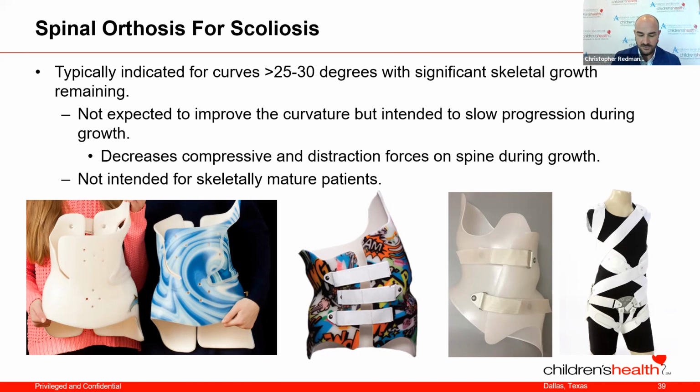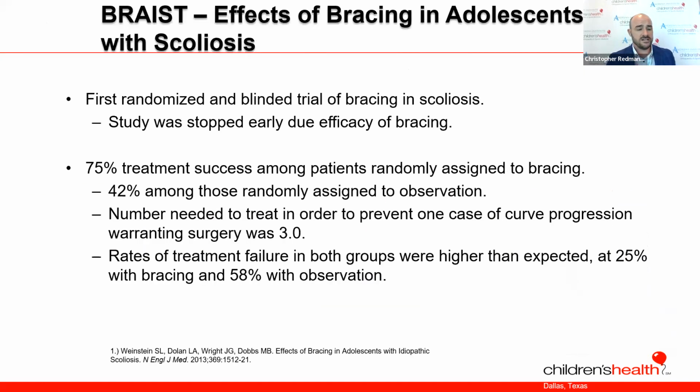Another form of bracing would be a non-rigid form of bracing called a spine cord brace, and that's the bottom right corner here. Now, there are other forms, like I said, that are also out there, and each brace has pluses and minuses to them, and different levels of efficacy have been demonstrated with them. However, the best study that we have for bracing is based on the Boston type TLSO brace.